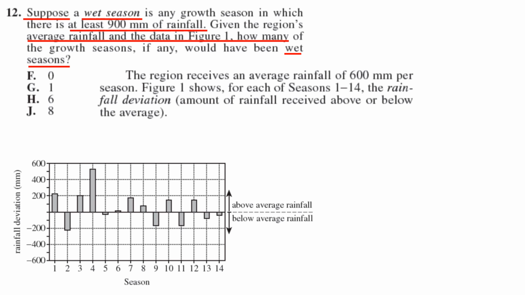So the explanation tells us that the average rainfall is 600 millimeters per season. A wet season has at least 900 millimeters. So we need a season that has at least 300 millimeters more rainfall. And so there's only one of those that has 300 millimeters more, season 4. So one season, the answer is G.